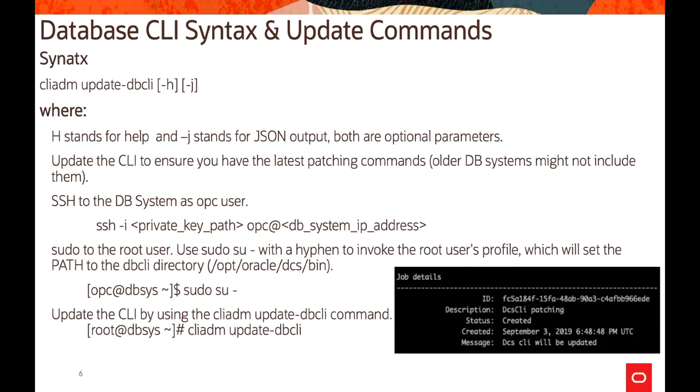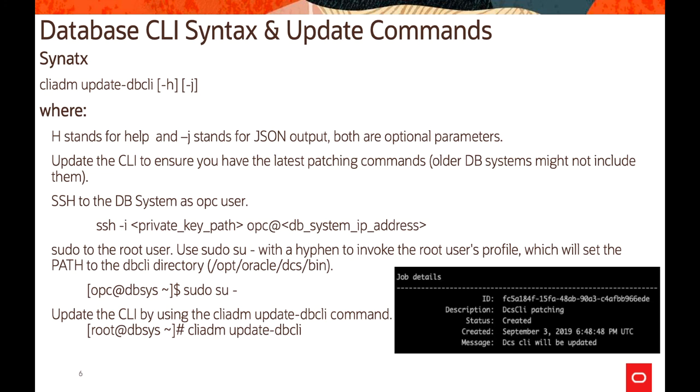So looking at database CLI syntax as well as update commands, as we see cli-adm update-dbcli is going to update the CLI option on these data management platforms. Here -h represents help and -j is for JSON output, and both of these are optional parameters. You should be updating the CLI to ensure you have the latest patching commands because older database systems might not include them.